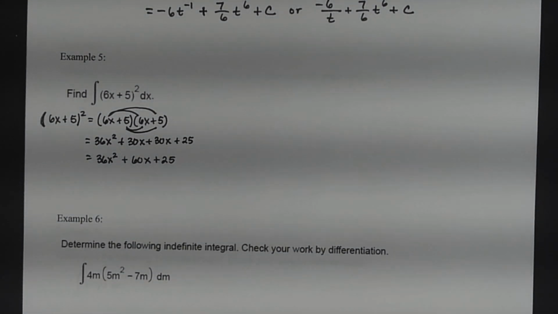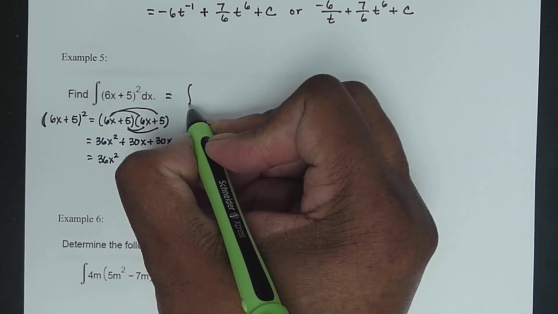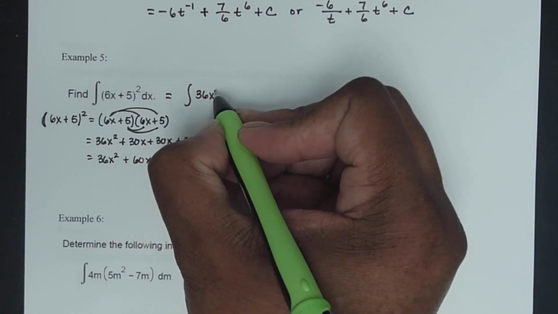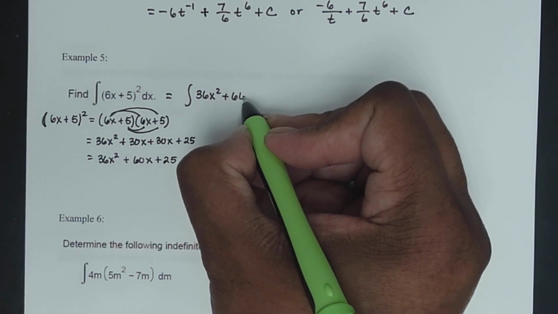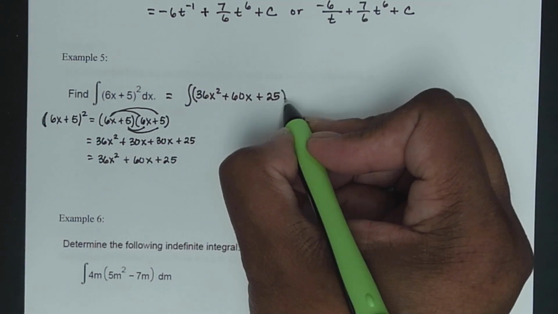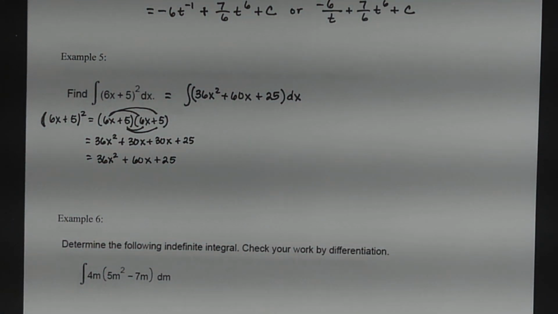So in this case here, I have the integral of this right here, 36x squared plus 60x plus 25 dx. And notice that expression is in parentheses.